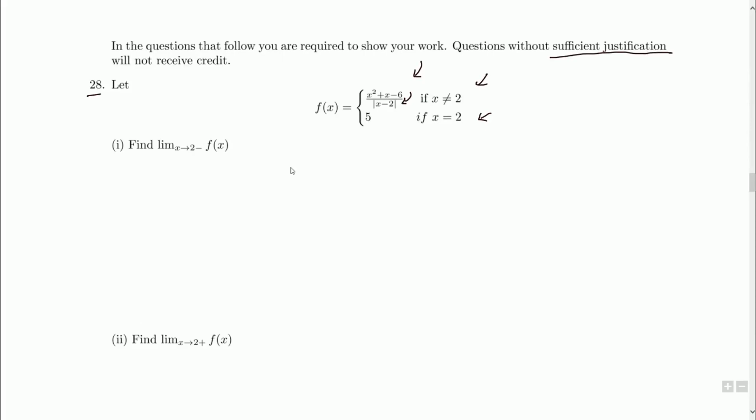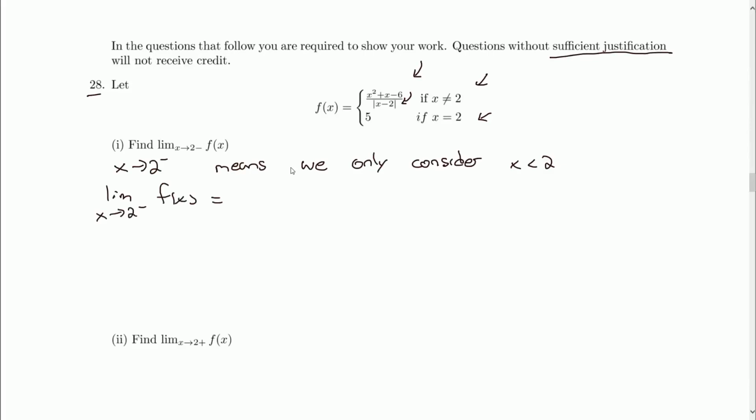The limit as x approaches 2 from below. So I might start off by saying x approaches 2 from below means we only consider x values that are less than 2. So the limit as x approaches 2 from below of f of x is the limit as x approaches 2 from below. Well, the function's never actually going to be 5, so it's x squared plus x plus 6 all over the absolute value of x minus 2. Okay. So, what can we do?